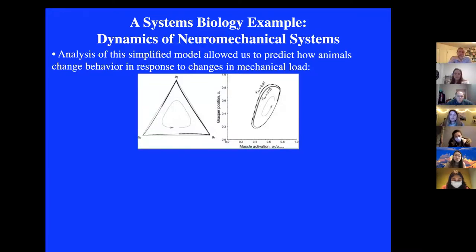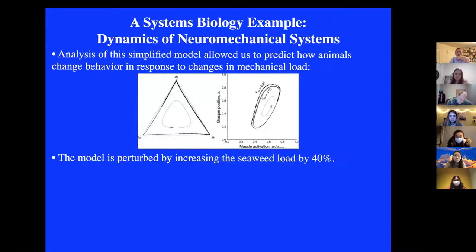And what you can see from the change from the solid to the dotted is as you go from a force of the seaweed of 0.05 to 0.07, which is a 40% increase, you see the dashing line shows that the shape of the trajectory changes. Okay, all right, so the animal is now handling, we're trying to ask, what does the animal do when it handles a tougher piece of seaweed? So you increase the load by 40%.